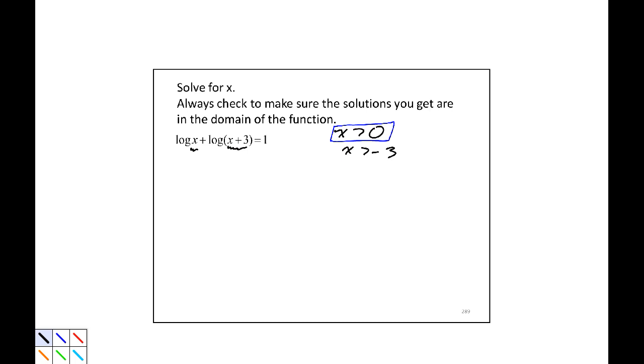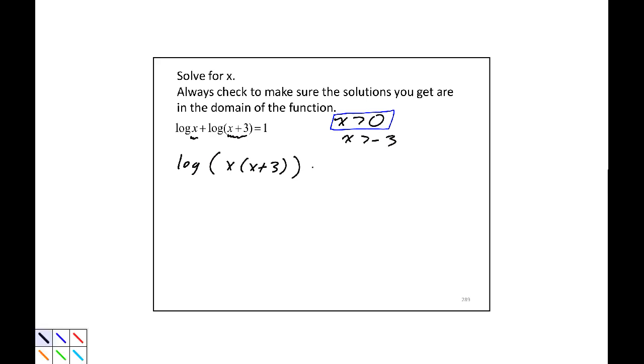Now, the product rule, because we have a sum of logs, would be that we have log of x times x plus 3. That's all inside the argument of our log. Log of x, parentheses x plus 3, and all that's in the log. That equals 1. Well, based on the base of our log, that was a common log, we could write this in exponential form as 10 to the 1 equals x times the quantity x plus 3.